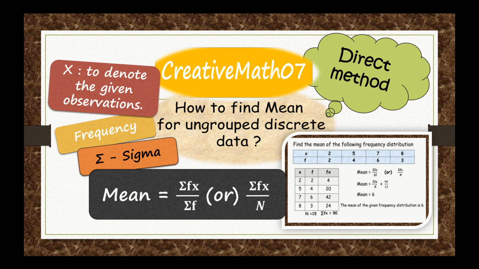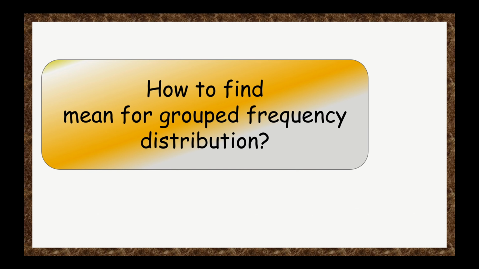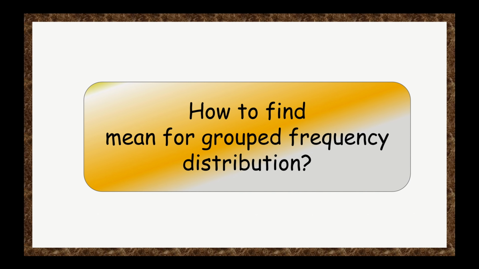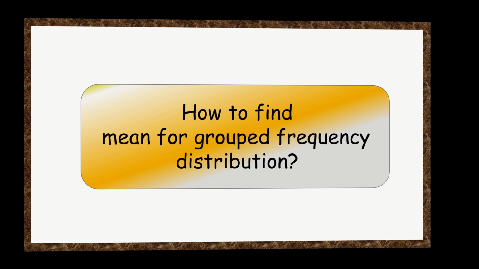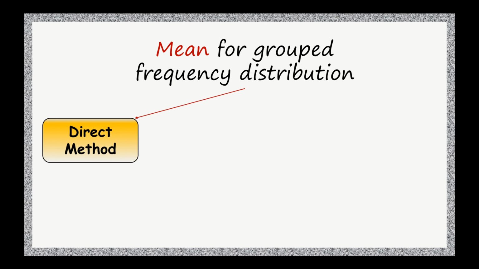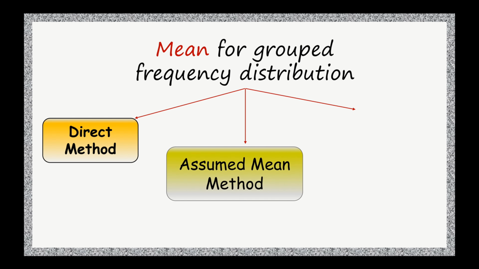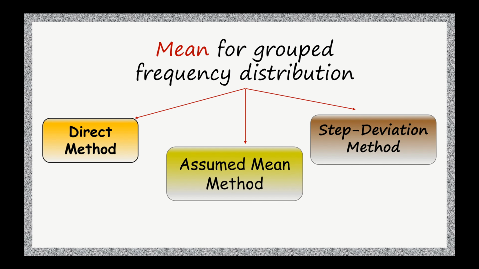In my previous video, I explained how to calculate the mean for discrete and grouped data. If you missed it, be sure to check it out. Today, we are going to learn how to calculate the mean for grouped data. Let's get started. Before we dive into solving problems, let's quickly review the different methods to calculate mean. We have the direct method, assumed mean method, and step deviation method. In this video, we will focus on the direct method.